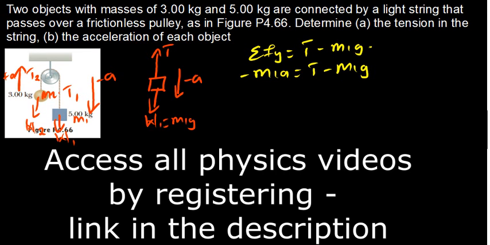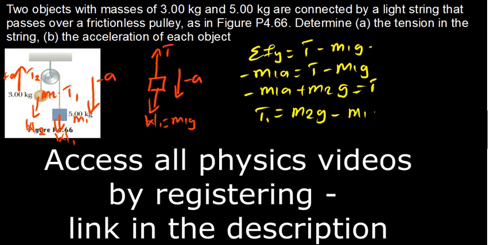My goal is to make T the subject of the formula. So I'm going to shift this part M1G to the other side. So I'm going to have negative M1A plus M1G is equal to T. So if I want, I can rearrange this and say that the tension force, this is T1, which is the same thing, T1 is going to be equal to M1G minus M1A. Okay, so we can call this one equation 1.